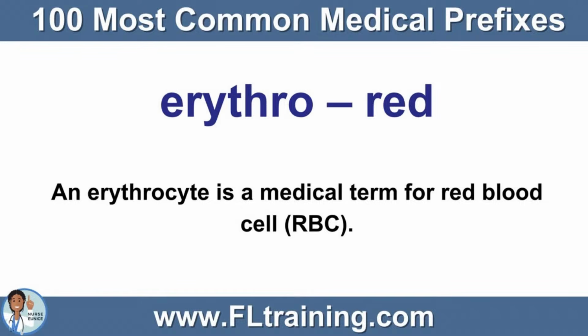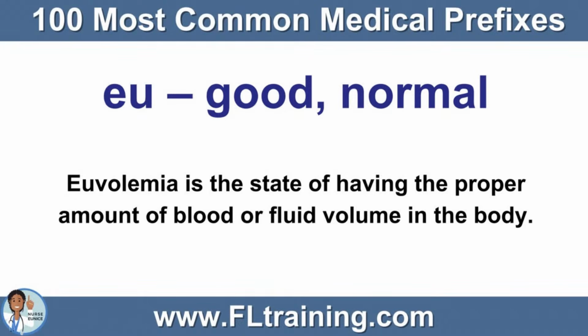Erythro means red. So an erythrocyte is a medical term for red blood cells, and the abbreviation is RBC. Eu, so the E is silent. Eu means good or normal. So euvolemia is a state of having the proper amount of blood or fluid in the body. So that is a normal fluid state, euvolemia.